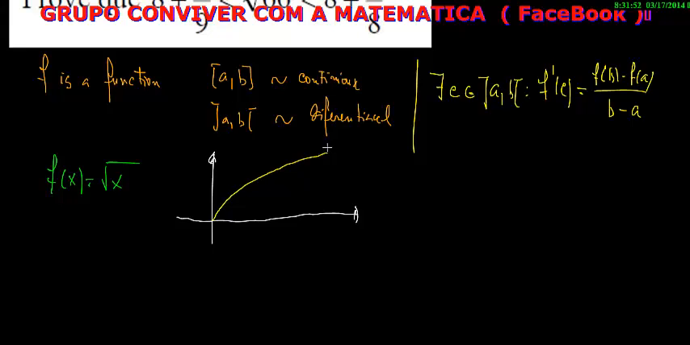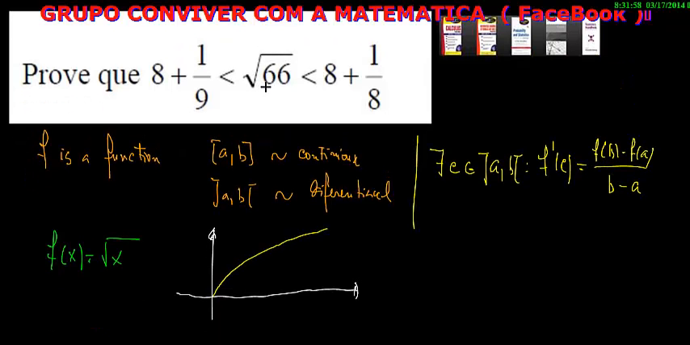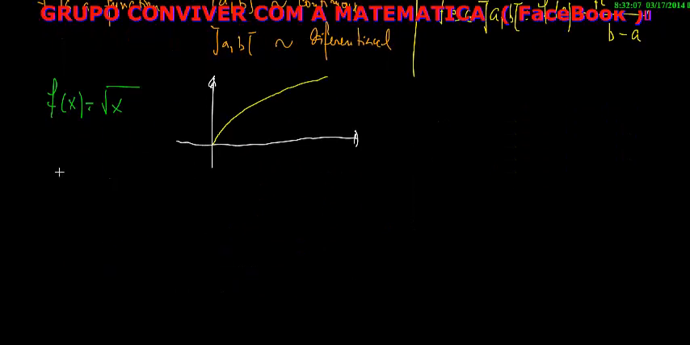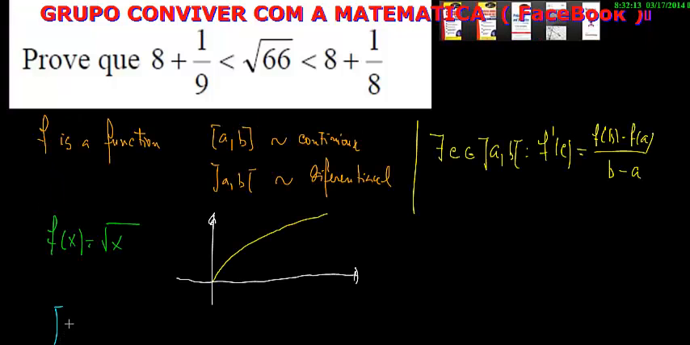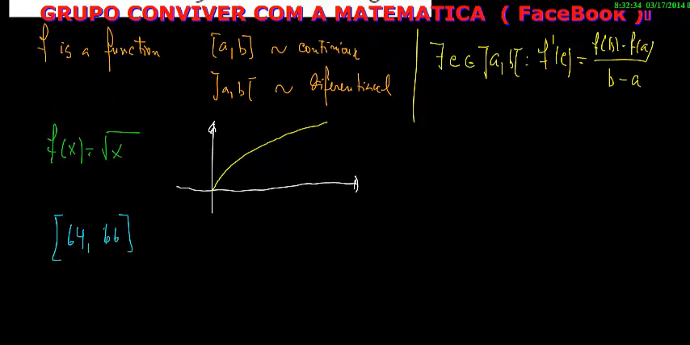So applying the theorem, and because of the presence here of square root of 66, I'm going to choose this interval. Of course, I'm going to choose this closed interval, 64 to 66, because if you can see, it appears here 8, and 8 squared equals 64. I think it is not difficult to understand this.